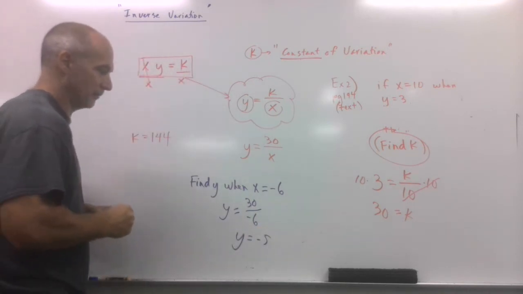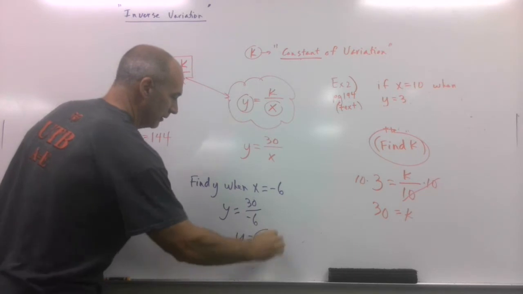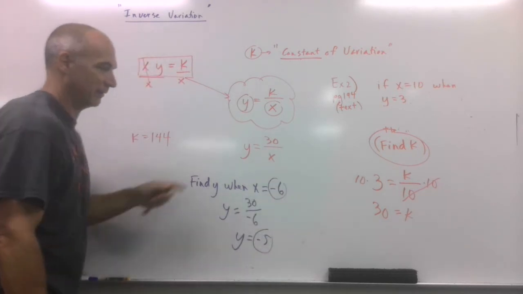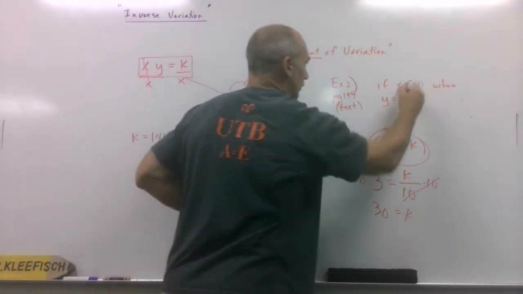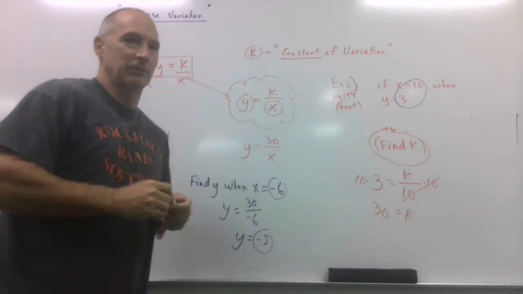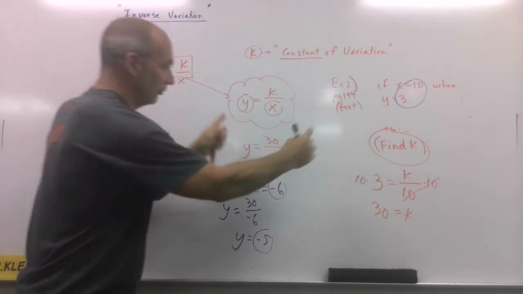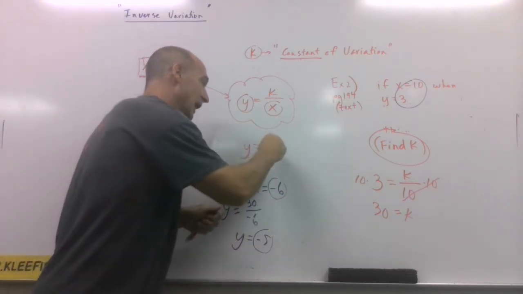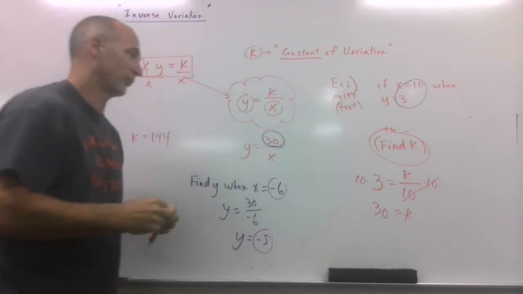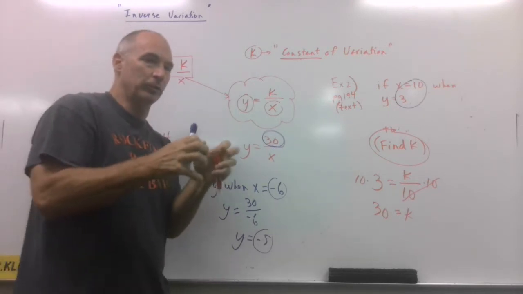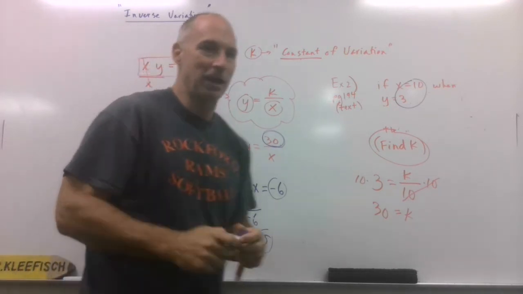So y is negative 5. I want you to notice something. If we multiply these together, negative 6 times negative 5 is 30. And what's 3 times 10? 30. So there's an inverse variation relationship, which means we can use this formula. But you gotta know k first. That's kind of the glue that holds these problems together. Keep that in mind.